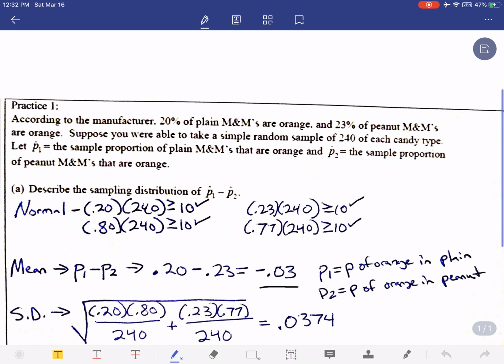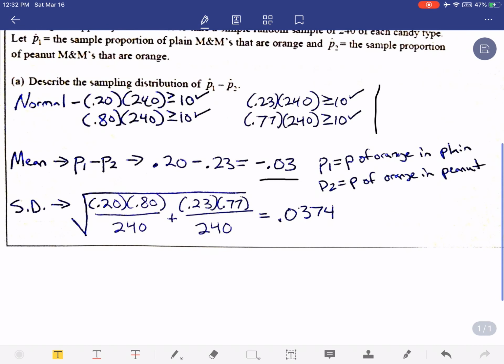Then if we go down and look at our standard deviation formula, those are the numbers that you should have plugged in, and your standard deviation should come out to 0.0374. Remember, for proportions, I want you to be rounding to 4 decimal places each time. So 0.0374 is what you should have got for your standard deviation.